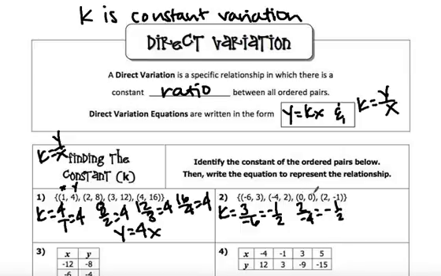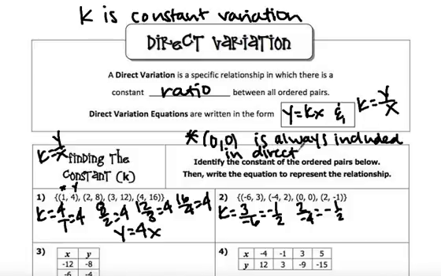0, 0. 0, 0 is special because 0, 0 always has to show up in order for us to have direct variation. So make yourself a note that 0, 0 is always included in direct variation. So even though when I do 0 over 0, it doesn't give me negative 1/2, it's still part of my direct variation, and so I can just move on to the next one, which would just be negative 1 over 2, which would be negative 1/2. So my k would be negative 1/2, and when I went to do my equation, y equals kx, I would have y equals negative 1/2 x.